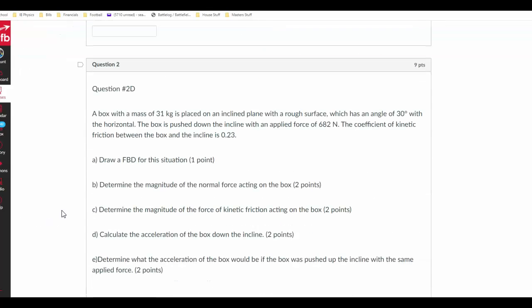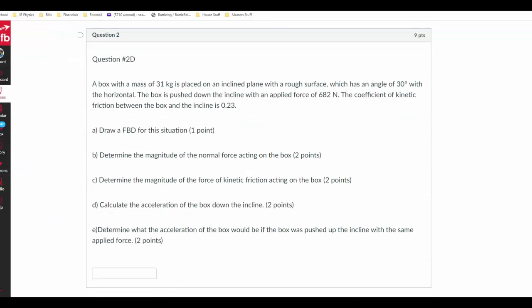Okay, moving on. Question number 2. Question 2 is a basic inclined plane problem. We have an inclined plane. Here we have a box with a mass of 31 kilograms, so here's my box, and it's on an incline that makes a 30-degree angle with the horizontal.